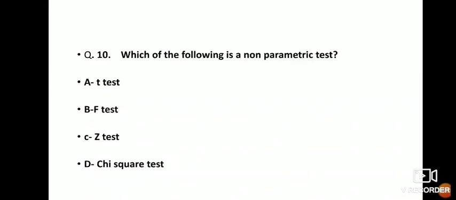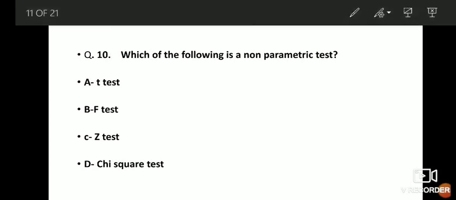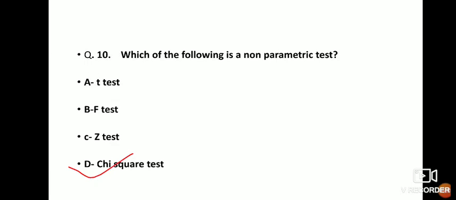Next one: which of the following is a non-parametric test? The given options are t-test, f-test, z-test and chi-square. As we know, out of these four, the chi-square test is a non-parametric test and all the other tests are parametric tests. So here the correct answer is option D, that is chi-square test.